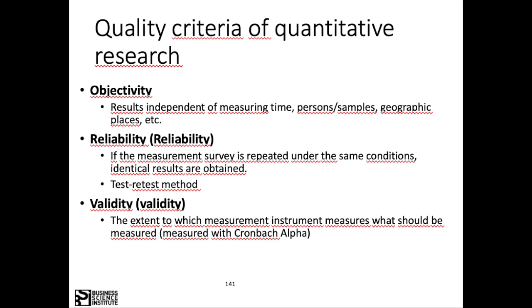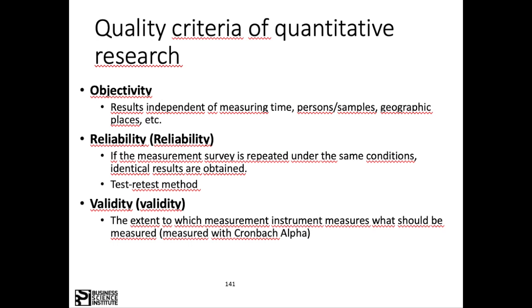First of all, objectivity. The results should be independent of measuring time, persons, samples, geographic places, etc. This corresponds to one of the main criteria. So whenever you measure a phenomenon in Germany, in different cities, Hamburg, Munich or Stuttgart, the results should be the same. In the same sense, also independent of time. If you measure the phenomenon this year or last year, the results should be the same.